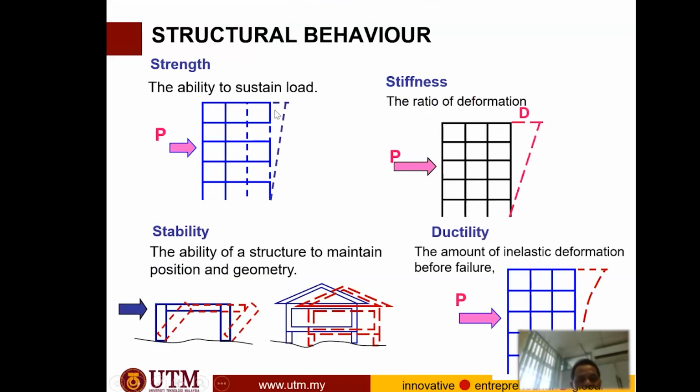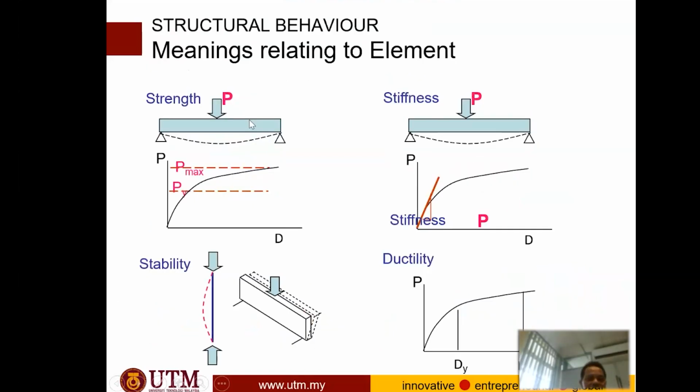Assessment. When you do assessment of structure, we have to assess everything: the whole structure, the element, and also the connection, and then the material. Now the element. One of the criteria is the strength. Strength means the capacity of this element, only one element, to sustain load up to the yielding here, Pmax yielding.